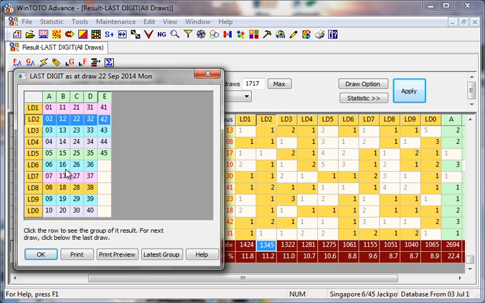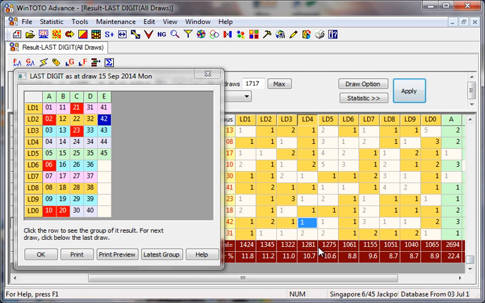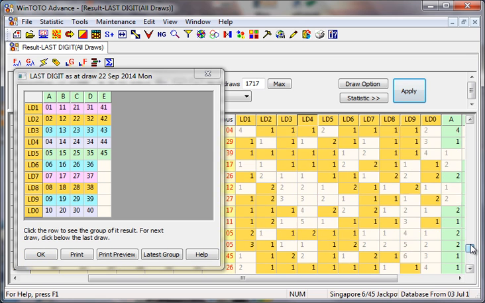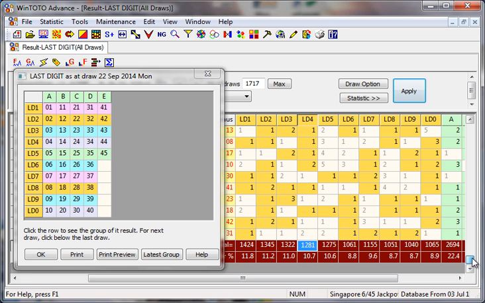Now, what about LD3, LD4 and LD5? I would say that LD3 stands a better chance. Let's take a look at LD4. The best focus will still be on LD3 and LD4, but I would recommend that a closer look should be on LD3. Will there be any numbers coming from LD4, which has been going very strong for the past few draws? A little bit difficult to say. But I think LD1 and LD3 are rather clear.